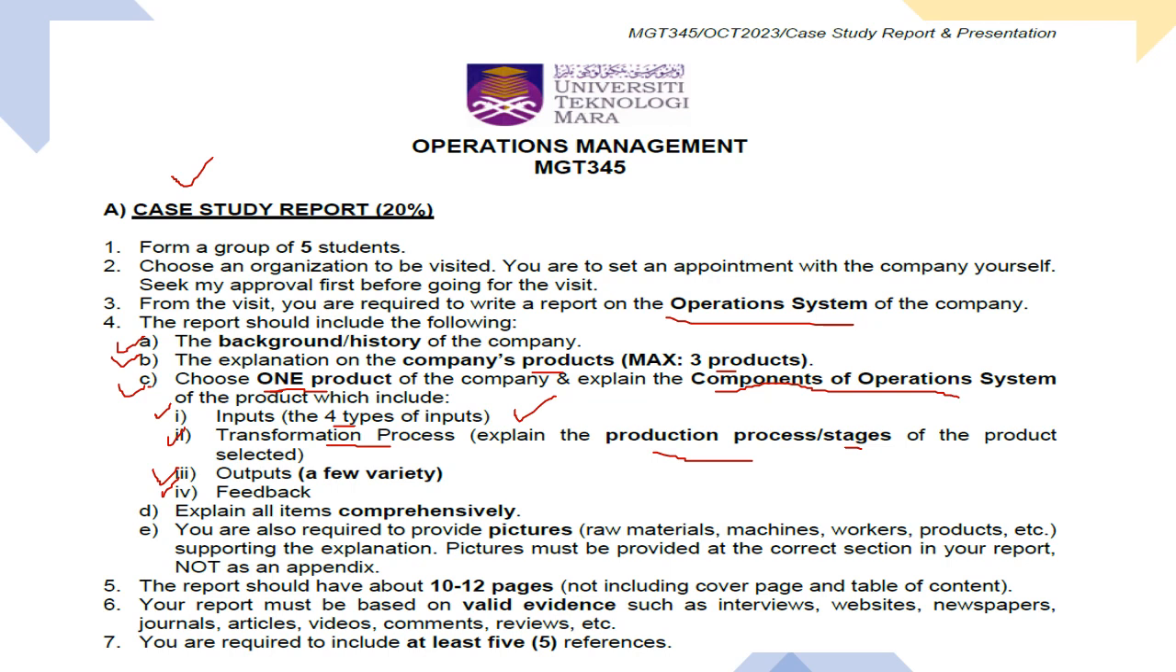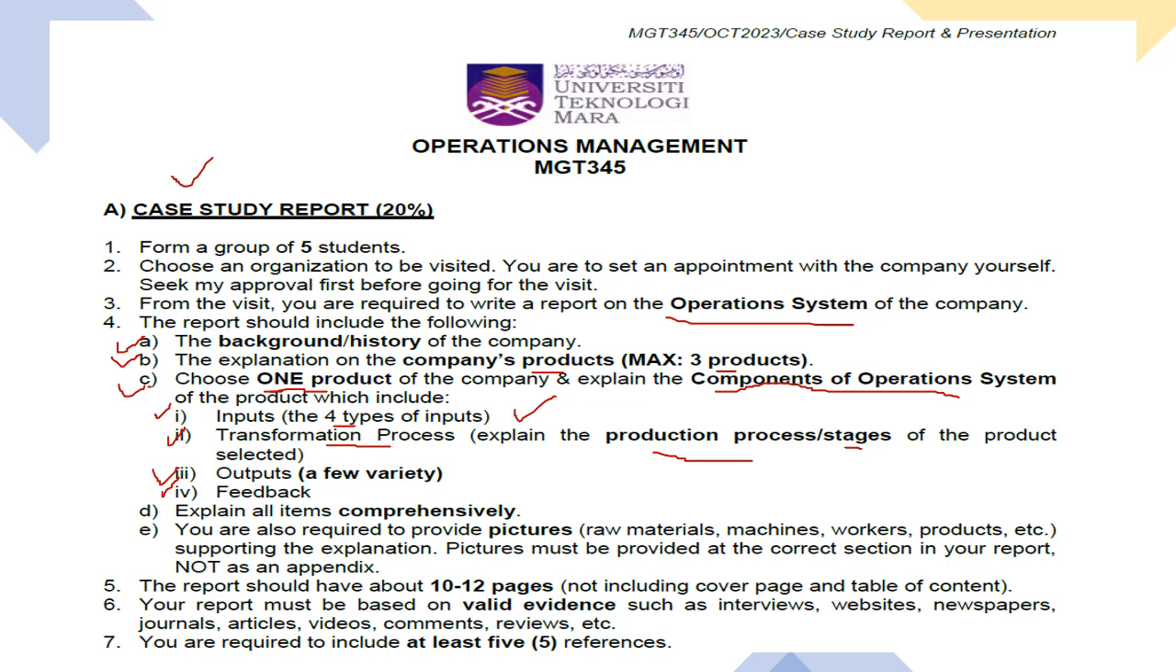So before you start explaining the transformation process, it is best that you draw a diagram first that shows the flow. Okay, you just draw a few boxes that shows the production flow from stage number 1 until the end of the stage. Okay, make ordinary boxes, just an illustration, a simple diagram to show the process, and right below the diagram you start explaining each of the process.